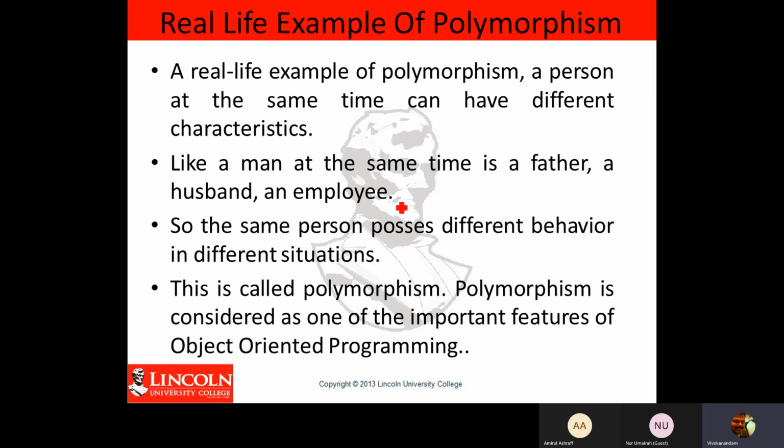If I go outside to a shopping mall, I'm a customer. If I go to college, I'm an employee. If I drive the car, I'm a driver. So I have different work, and that is called polymorphism. The same person shows different behavior in different situations. This is called polymorphism. Polymorphism is considered one of the important features of object-oriented programming.